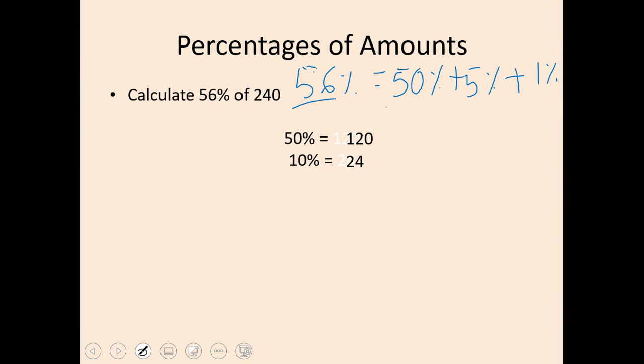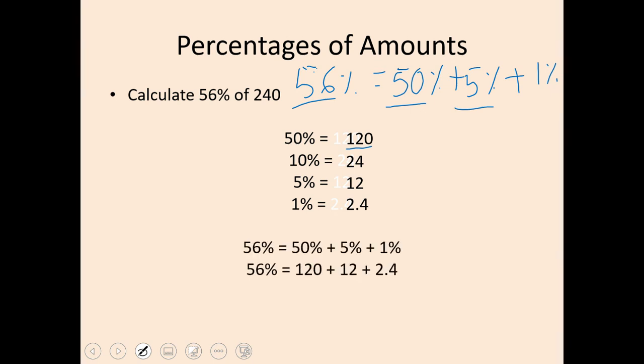Okay, so I know how to work out 50%. I just work out half of it, which is 120. Then to work out what 5% is, I can't just work out 5% in one step. It requires two steps, meaning I need to work out what 10% is first, which is 24. Then afterwards, I can work out 5% by halving it, which is 12. Okay? And then to work out what 1% is, it's just going to be 2.4 because you just do 240 divided by 100. Okay? Now you can add them up because 56% is equal to 50% plus 5% plus 1%, and adding up the values together, 120 plus 12 plus 2.4 would give you an answer of 134.4.